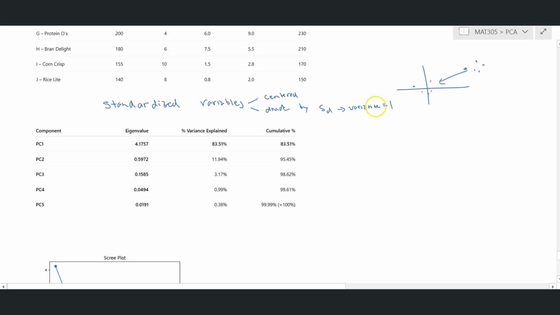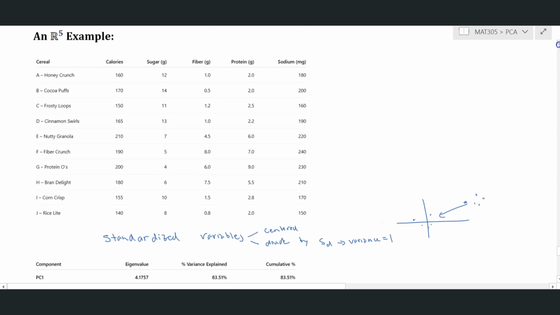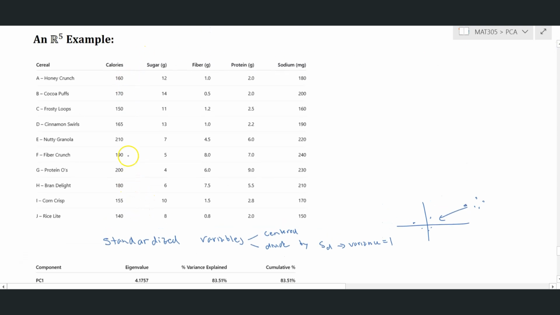Okay, so basically that ensures that we're not seeing a lot more spread in one direction, because of course you can see there's going to be a big wide range of calories, right? We range all the way from, let's see, what's the lowest? Around 140 all the way up to 210. So you can see that data is naturally going to have a higher spread in calories, but sugar's on a much smaller scale. So we have sugar ranging from 4 to about 14.